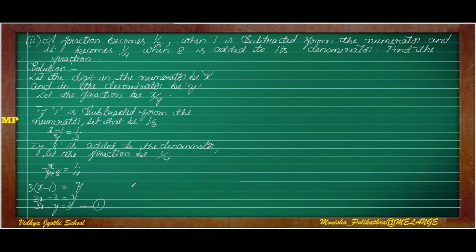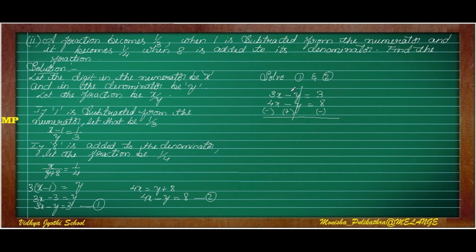In the same way, the second equation is 4x is equal to y plus 8. So 4x minus y is equal to 8. Let this be equation number 2. So now we have to solve equation 1 and 2. So I will be using elimination method. 3x minus y is equal to 3 and 4x minus y is equal to 8. So here by changing the sign, minus into plus is minus, this will get cancelled. If it is plus, then plus into plus will become plus.